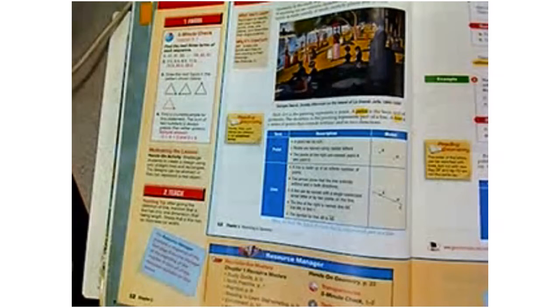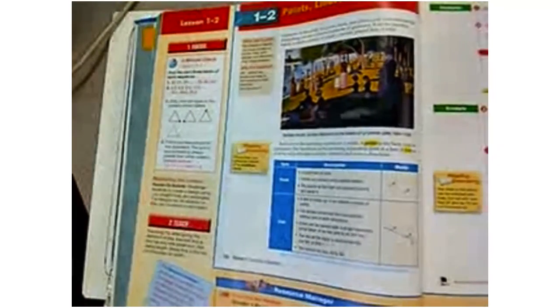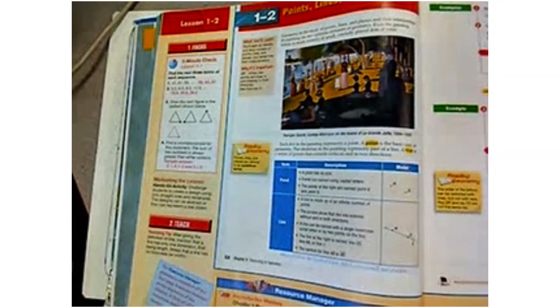There we go. We are recording Wednesday, September 3rd at WSSB Geometry class, 4th period. And we are looking at page 12. And in Braille, it's page 12 straight up, right? In volume 2. And the section is titled 1-2 Points, Lines, and Planes.